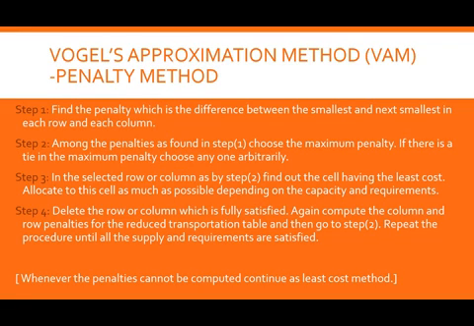Welcome back to today's session. In the previous sessions, we learned two different methods of computing IBFS, that is the initial basic feasible solution for the transportation problem. First amongst them was Northwest Corner Rule or NWCR. The second one being least cost method.